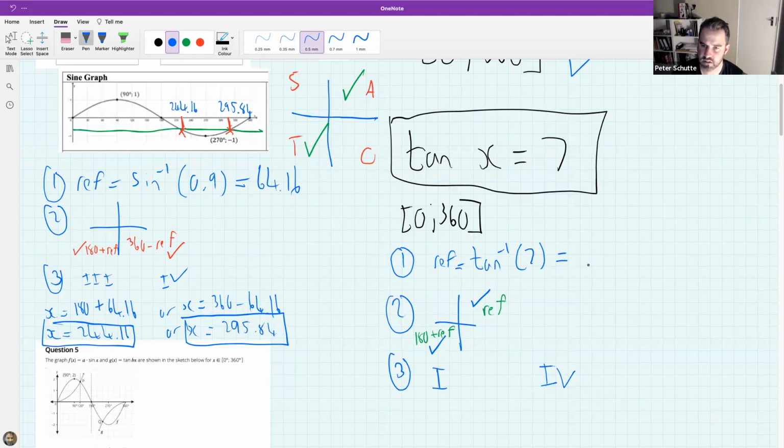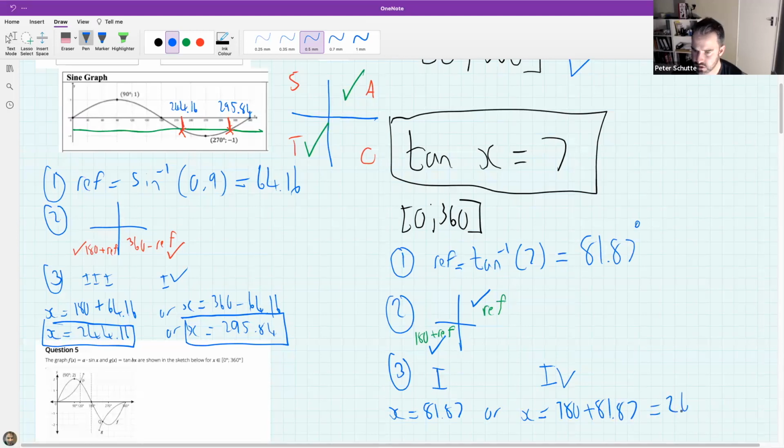So it seems the reference angle is 81.87. And so x equals 81.87, or it equals 180 plus 81.87, which is 261.87. Now, just to make sure I'm telling you the whole truth and nothing but the truth, I want you to type in your calculator tan of 261.87, and I want you to confirm with a thumbs up that you get very close to 7.